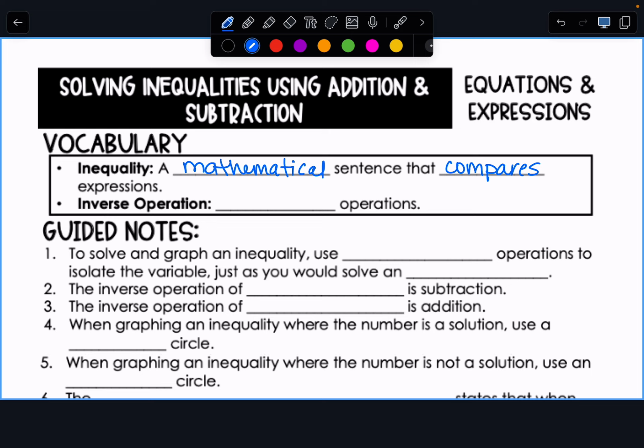So all we're doing is changing the equals to an inequality, and we're going to solve them, okay? So let's remember that when I say inverse operation, that just means that we're doing the undo, right? And you guys are really good at those undo operations, right? And you showed me that not only in your test, but just now in our warm-up.